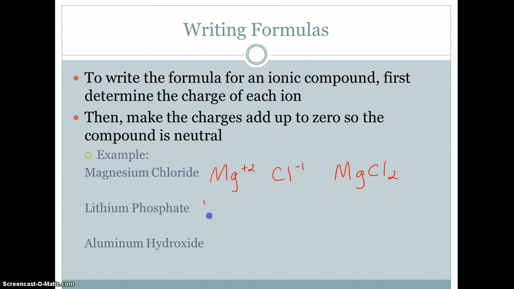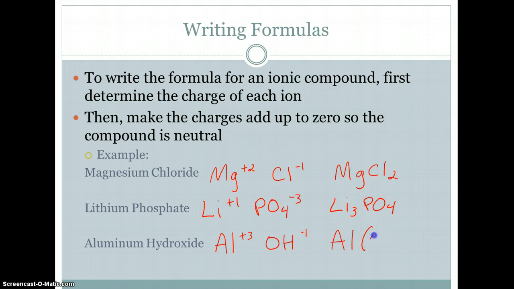For lithium phosphate, lithium will have a charge of +1. Phosphate is a polyatomic ion. It's PO4 with a -3 charge. So we're going to need 3 lithium ions. So we write Li3PO4. For aluminum hydroxide, aluminum will have a charge of +3. Hydroxide is a polyatomic ion with a charge of -1. When you need more than one polyatomic ion like we do here, you have to write it in parentheses. So we have to put our hydroxide in parentheses and then show that we need 3 hydroxides.